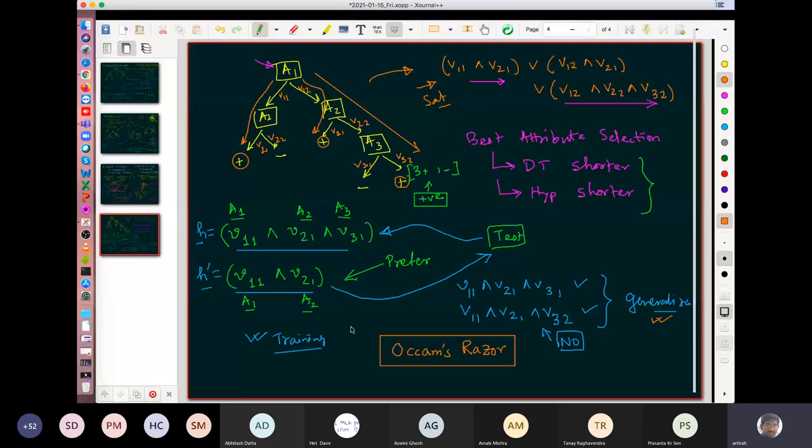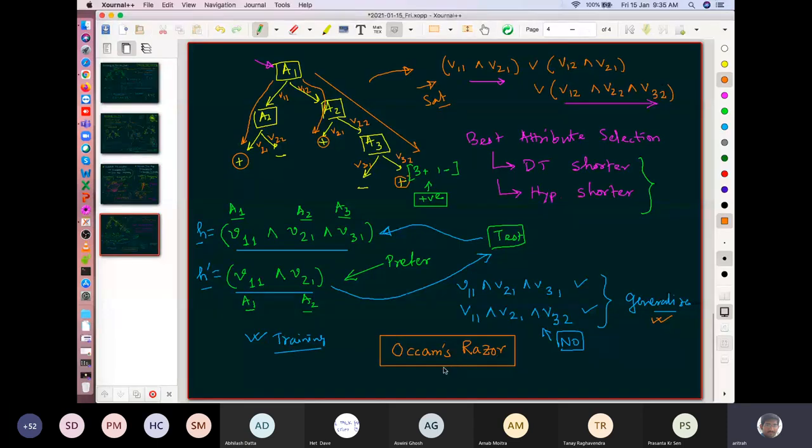That's why people prefer this Occam's razor, and theoretically there are proofs of why, looking at the training data given the number of samples, it could generalize. So in decision tree, we just follow this principle as a conjecture and follow Occam's razor to make our shorter preferences.